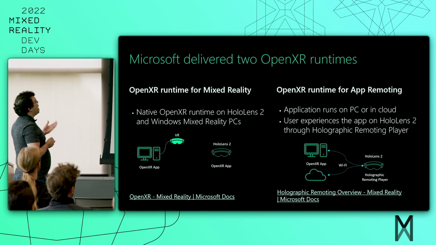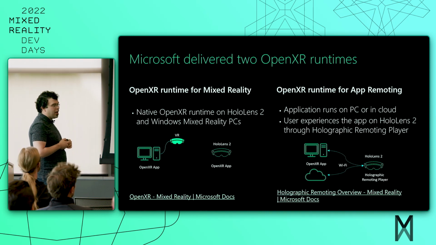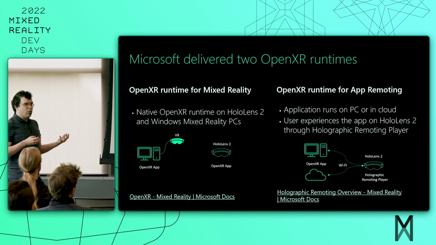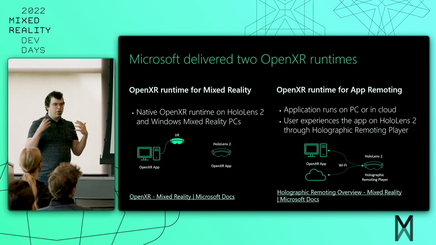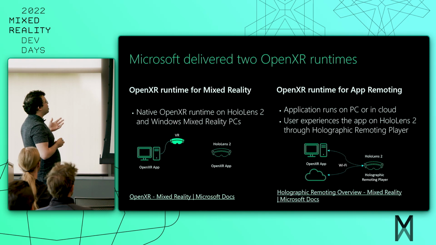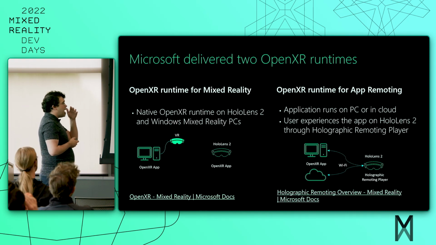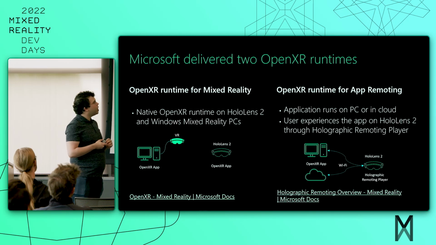So if you roll back, the first runtime that we got going was the maybe obvious one that you would think of, the one that runs on the HoloLens when you have an app running there, or the one that runs on your PC when you're going out to a VR headset. And that's the one on the left. That's the straightforward use case for OpenXR. What we have now is the app remoting runtime as well. So OpenXR can run away from the headset.